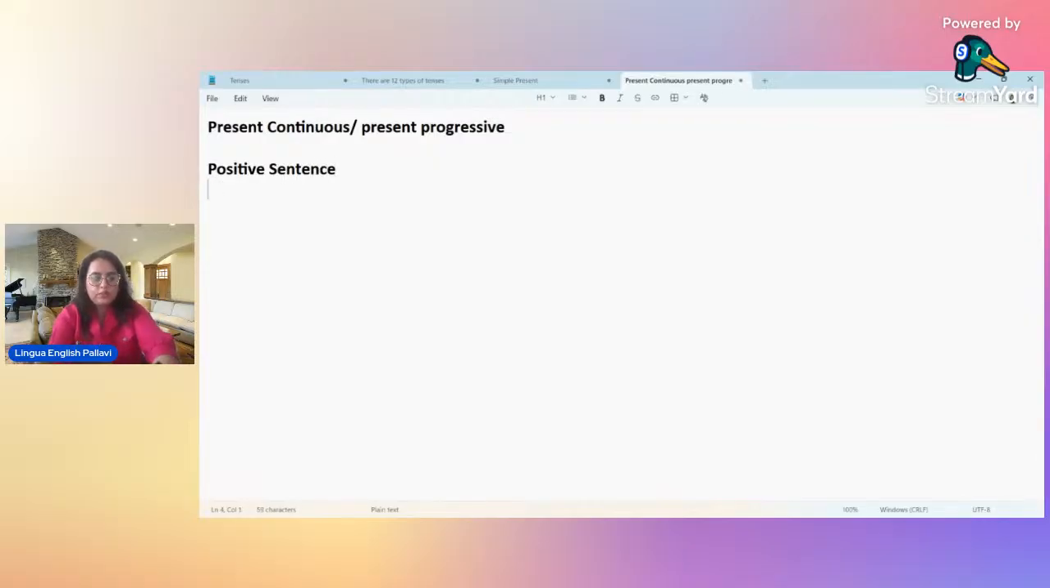Singular subject plus is, am, are plus v1 plus ing plus object. Okay, so this is the rule. So how I will be making sentences, I will show you the sentence with all the three: is, am, are. So it is, he is going to school.